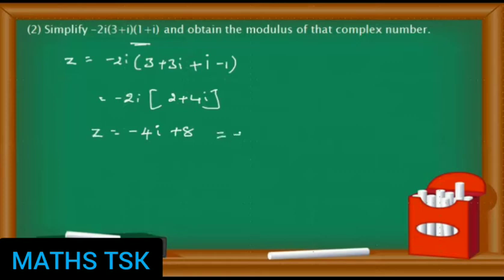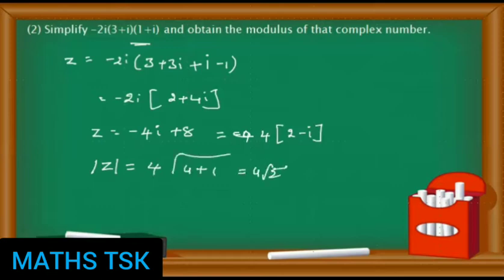You can take 4 common and write it as 2 minus i as well. What is the modulus of the complex number? 4 into the modulus of this, which is root 5, so there is 4 root 5. Now in the textbook, something is given that is missing here, but you can do this. If it is different, do it as homework.